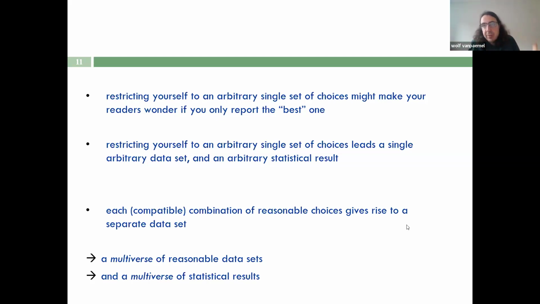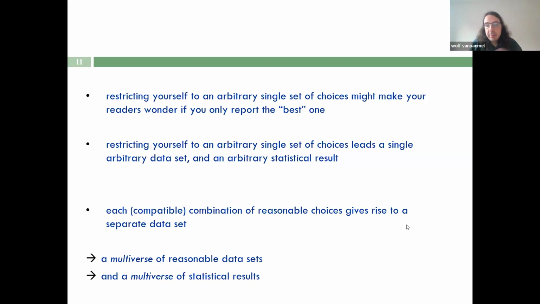So there are tons of choices we could make. I think making only one is bad for these two reasons. People won't trust you, and even if they trust you, it's just arbitrary what you're doing. So the idea of the multiverse is looking at all data sets that you can construct. Every combination of reasonable choices leads to a separate data set. So there's one raw data set, but inherently in that one raw data set is lying a big chunk, a big universe, so a multiverse of several reasonable data sets.